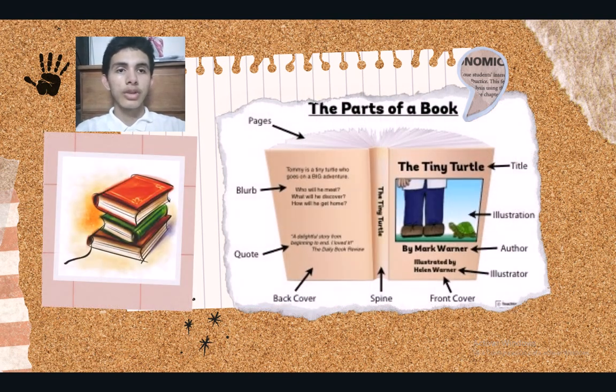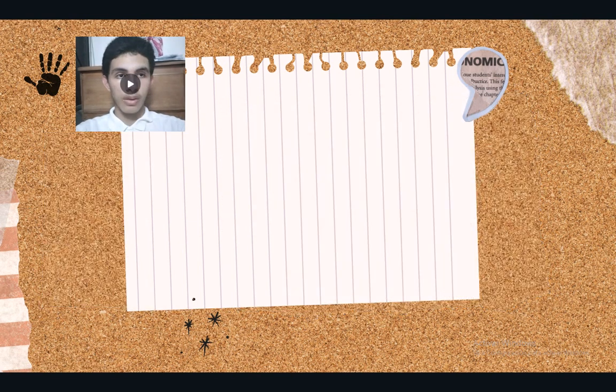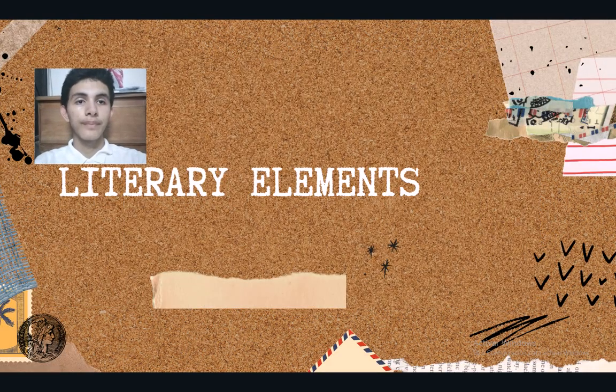Here you can see a picture of the parts of the book. You can see the page, the blurb, the quote, the back cover, spine, front cover, illustrator, outer illustration, and the title of the book. Now let's go to the literary elements.